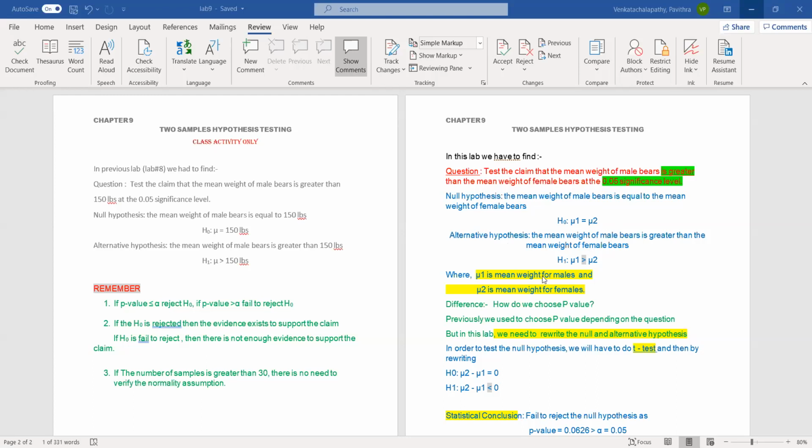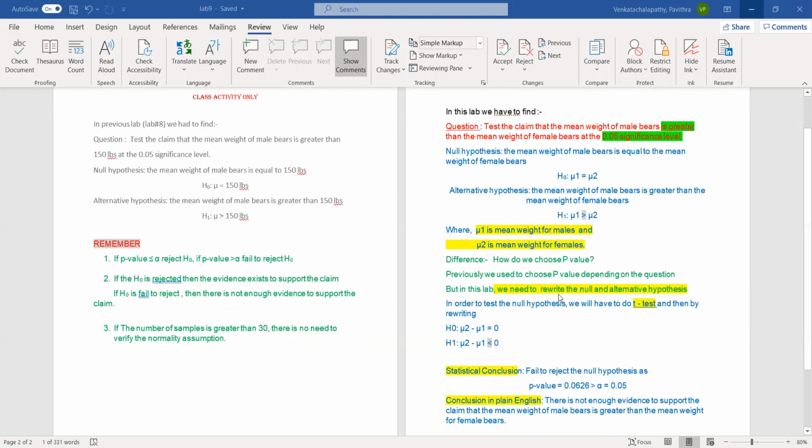Now it's done. So what are mu1 and mu2? Mu1 is for males, mu2 is for females. Mu1 is the mean weight for males and mu2 is the mean weight for females. So what is the difference between those two labs? How do we have to choose the p-value in this lab? In this lab, it will be totally different. It depends on the null and alternative hypothesis, not on the question.